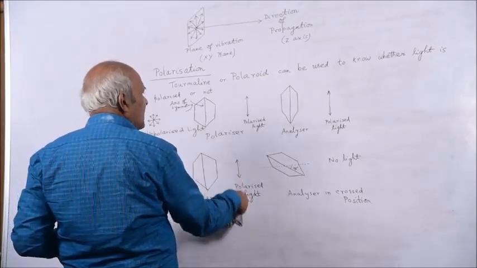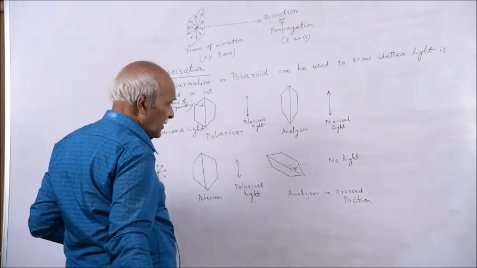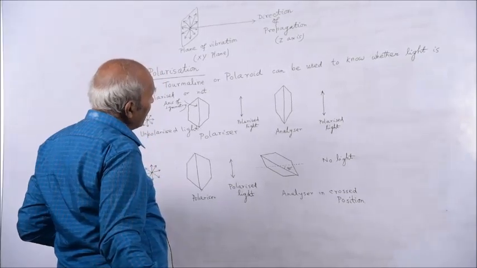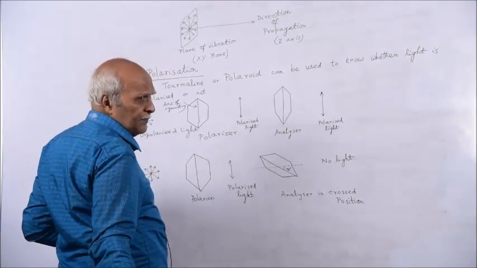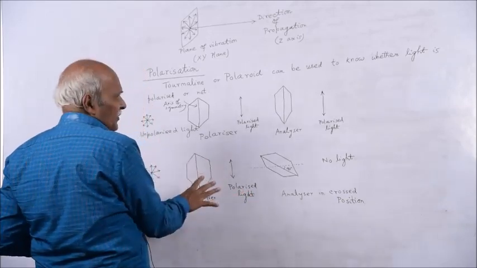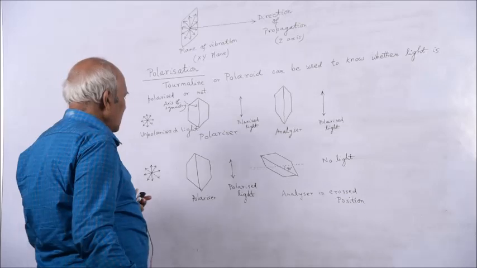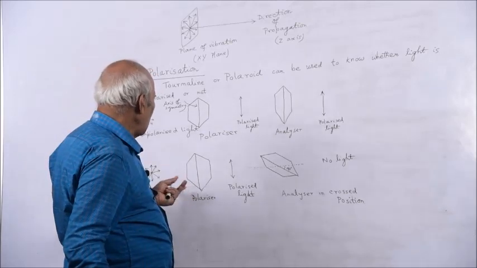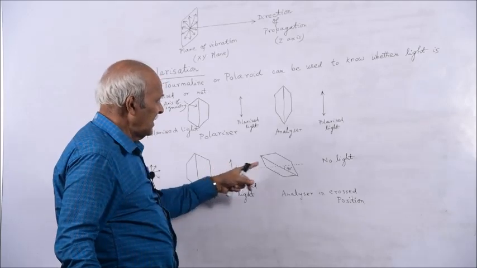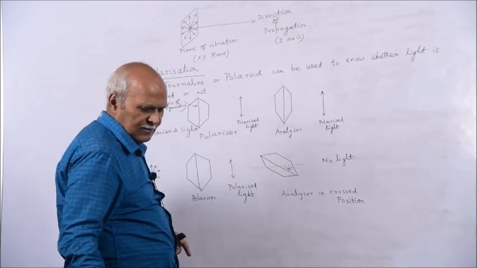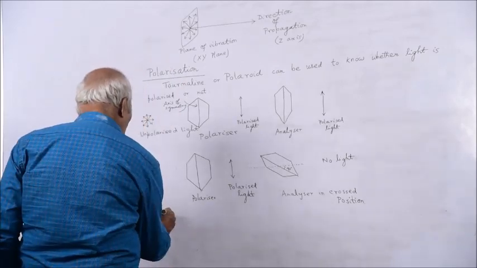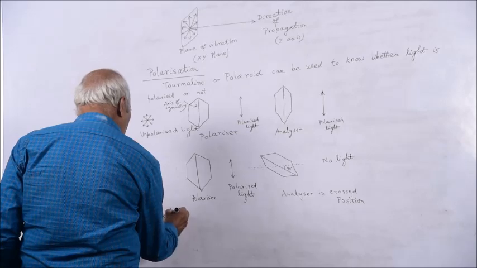So, polarized light when passes through a crystal like tourmaline or Polaroid may give rise to light or may not give. But ordinary light when passed through tourmaline in any position will show some light, because the axis of symmetry will allow some vibration to pass. But this polarized light cannot do that. So, that is the experiment. Then we come to Malus's law.